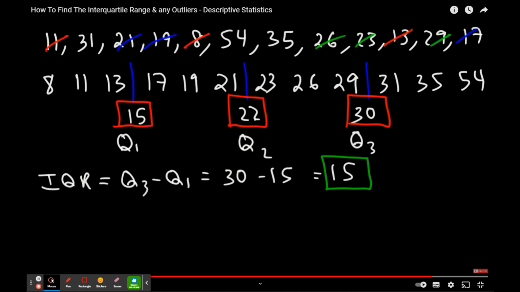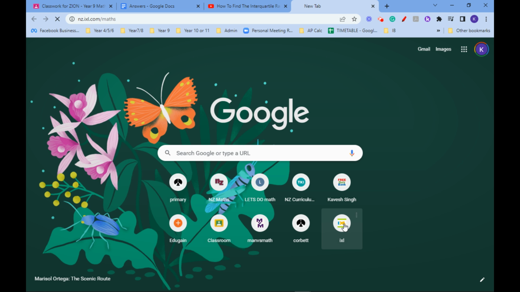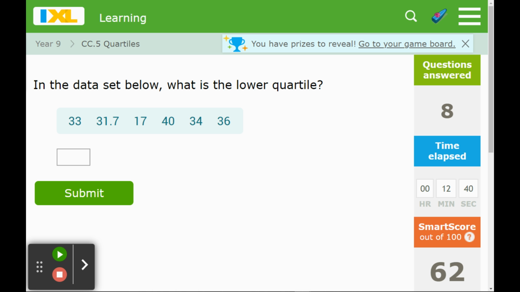Let's have a look. Or we can just find some from here. All right, let's jump into some Excel. See if you can find the lower quartile for this one. Type your answer in.